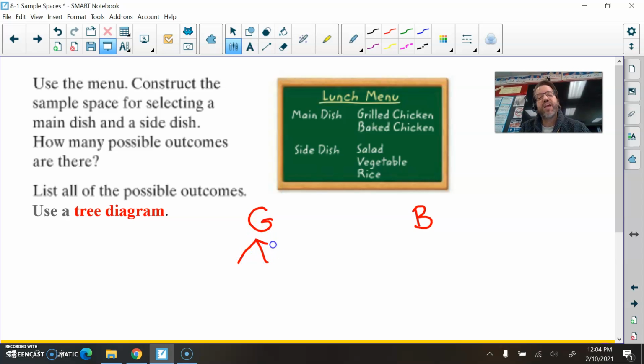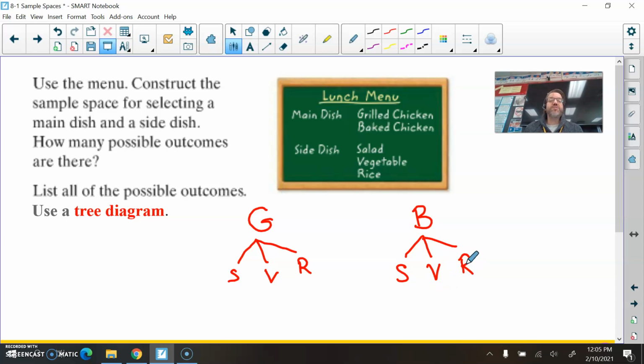And so, for example, if you get the grilled chicken, you could also get a salad with that, or you could get a vegetable with that, or you could get rice with that. Now, if you ordered the baked chicken, you still have those three same options for your side dish. You could get a salad with it, a vegetable with it, or you could get rice with it.